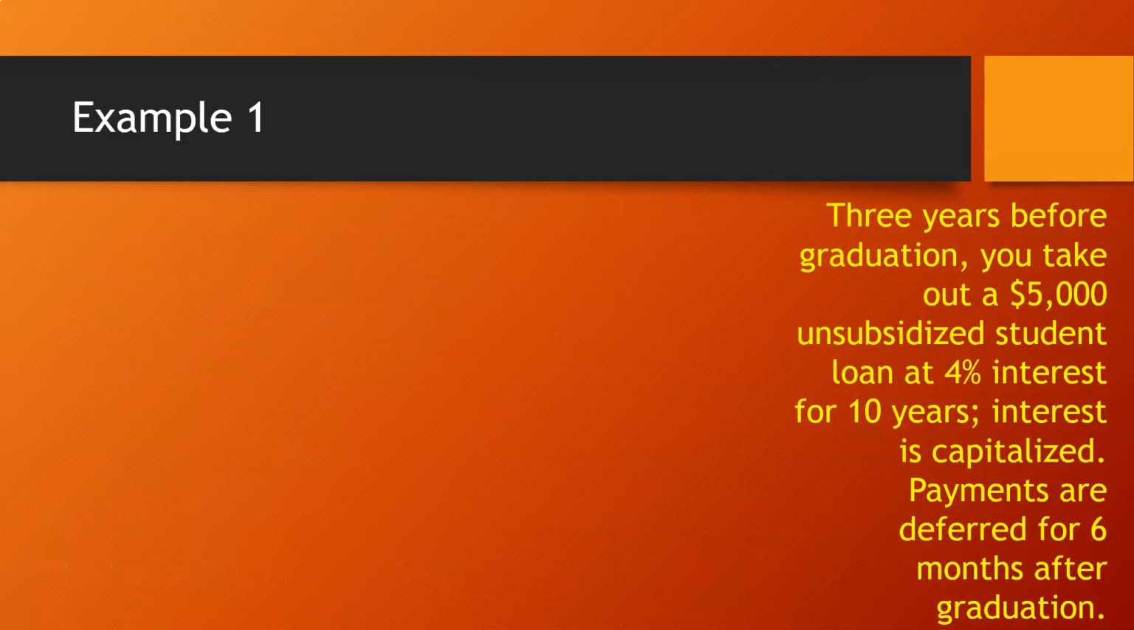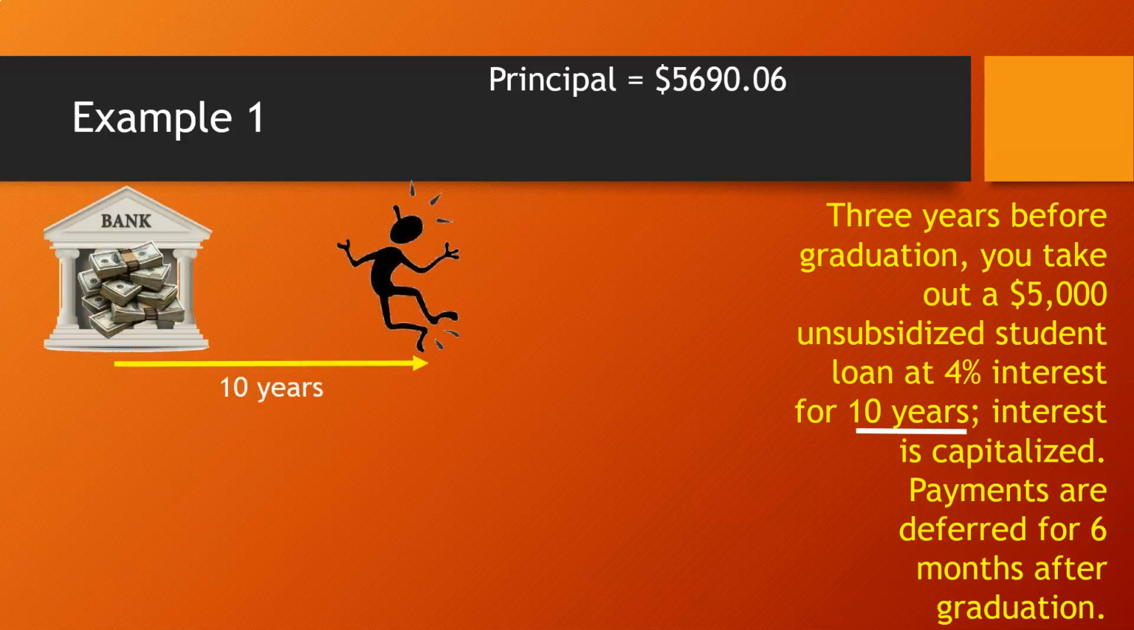Now here's where that new principal comes into play. Remember we said that we wanted to know what the monthly payment was. This is a 10-year loan. So between the time we start paying the loan back to the bank and we finally end up making our last payment, 10 years will pass.